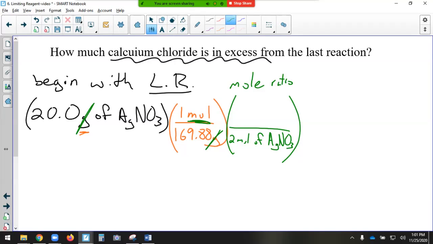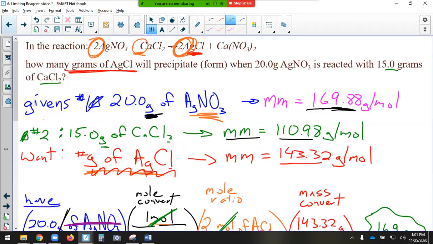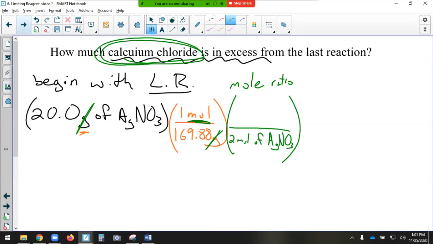We're trying to find out how much calcium chloride was actually used. According to your balanced chemical equation on the previous page, I'll go back for a moment so you can see it again, calcium chloride has 1 mole, silver nitrate has 2. We have 1 mole of CaCl2. So silver nitrate cancels, mole cancels, and at this point I have moles of calcium chloride.